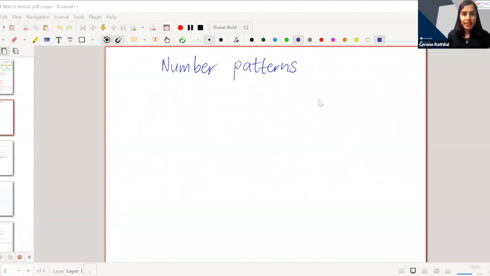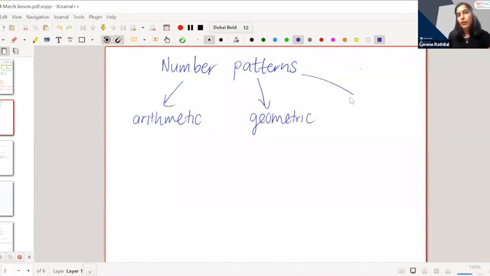Arithmetic, brilliant. Thank you for that. The second answer I see is geometric, and the third, I definitely spotted it, but it's now moving quite fast. Quadratic. So thank you everyone for those responses. That is precisely what I was looking for. So we're going to be recapping on arithmetic patterns, geometric patterns, and quadratic patterns.